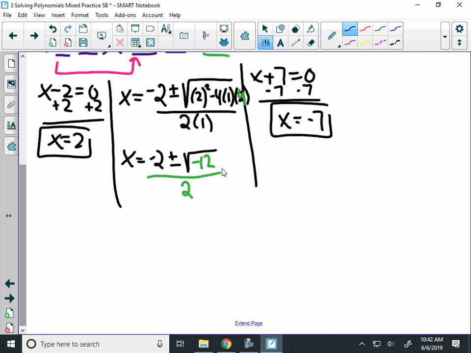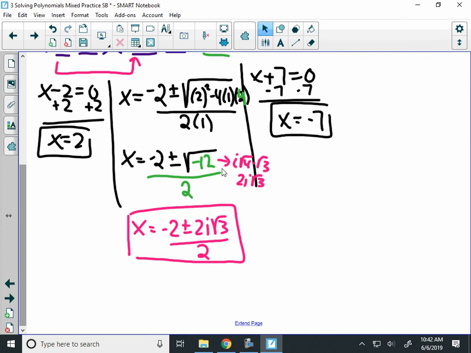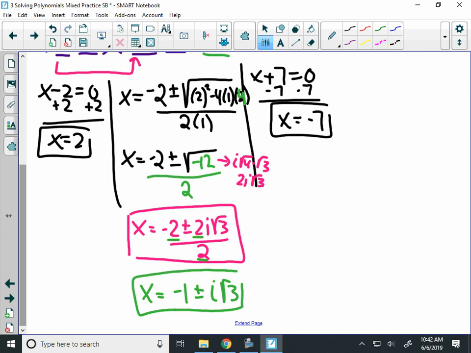Radical 12 here will become, we'll have an i, but radical 4 times radical 3, which is 2i radical 3. So I have negative 2 plus or minus 2i radical 3 over 2. You can leave that as your answer. That'll be the other 2. Or you can simplify all the 2's. Divide them by 2 to get 1. So you have negative 1 plus or minus 1i radical 3 all over 1, which would be your answer. So either one of those boxes there at the end would be correct.